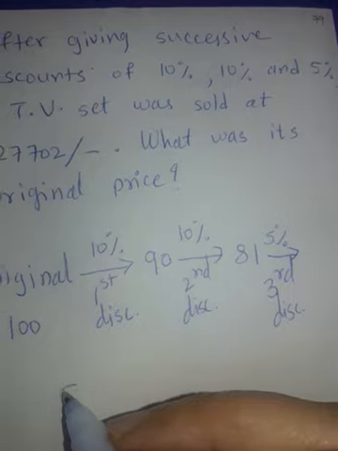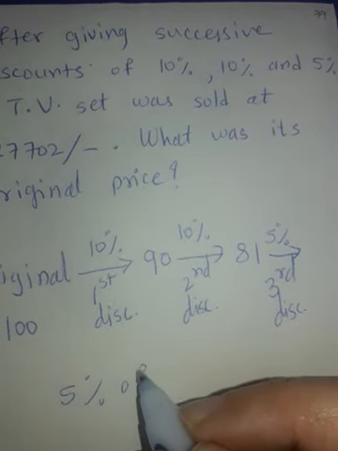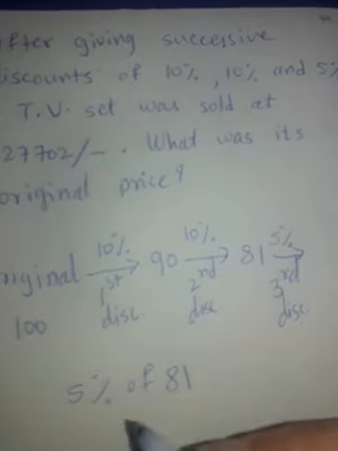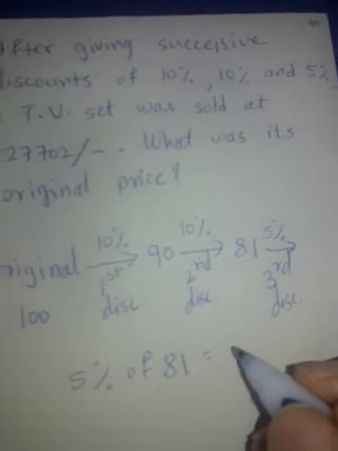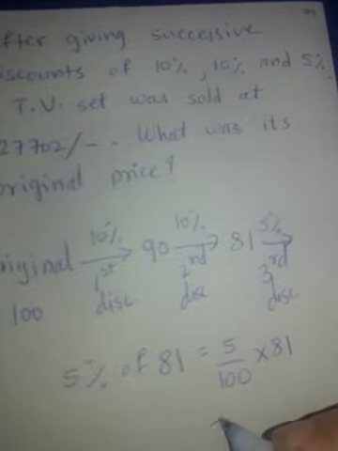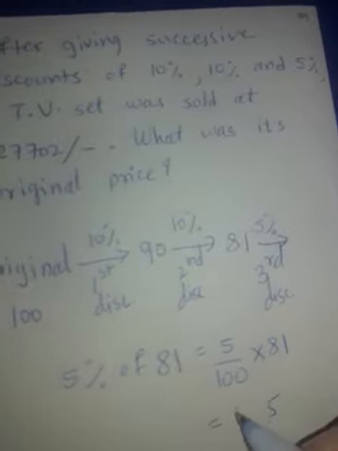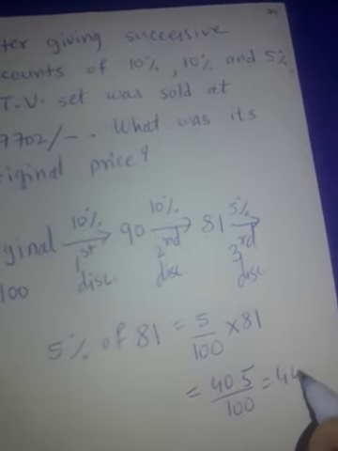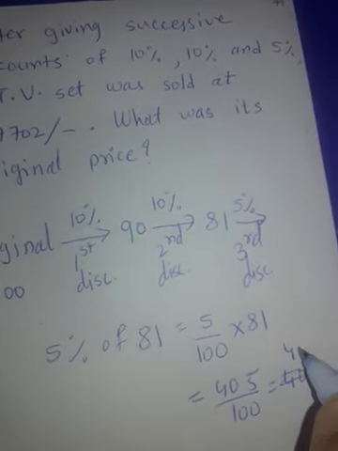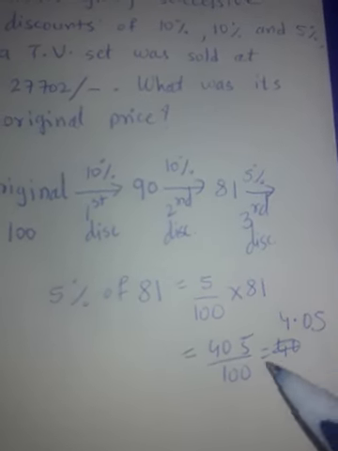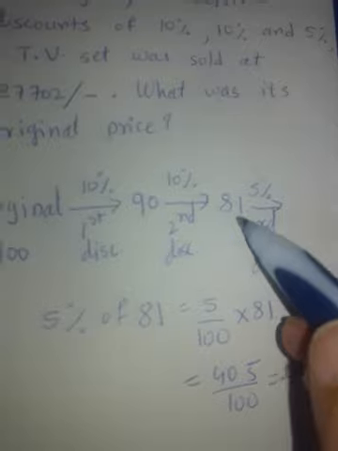So let me first find out what is 5% of 81. Here it was oral, but here I need some calculation. This is also oral. Once you start practicing, you will get everything orally. This is 405 upon 100, that is 4.05. So the discount is 4.05 on 81.